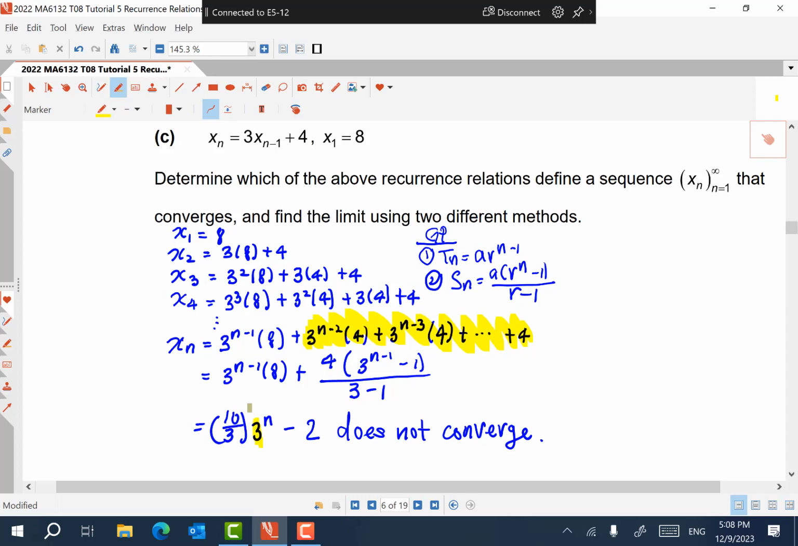In fact, you begin to realize that for such a recurrence relation, where xn is expressed as a multiple of xn minus 1, whether there's a plus 4 or not, the answer will always be in the form of this, no?